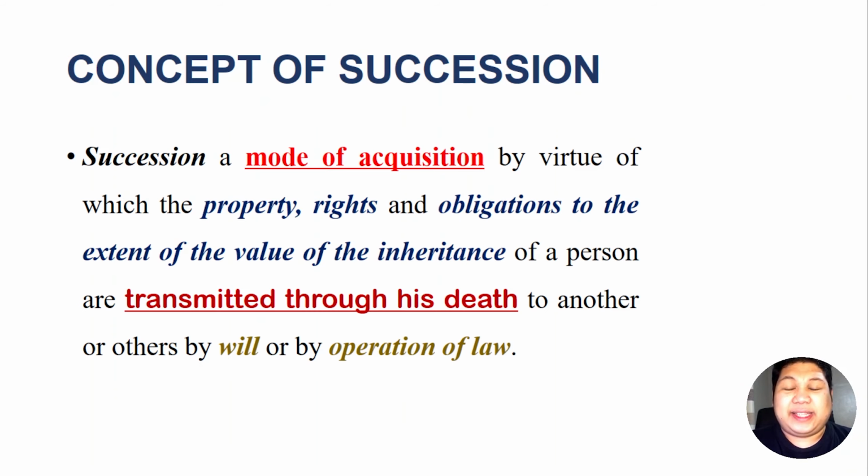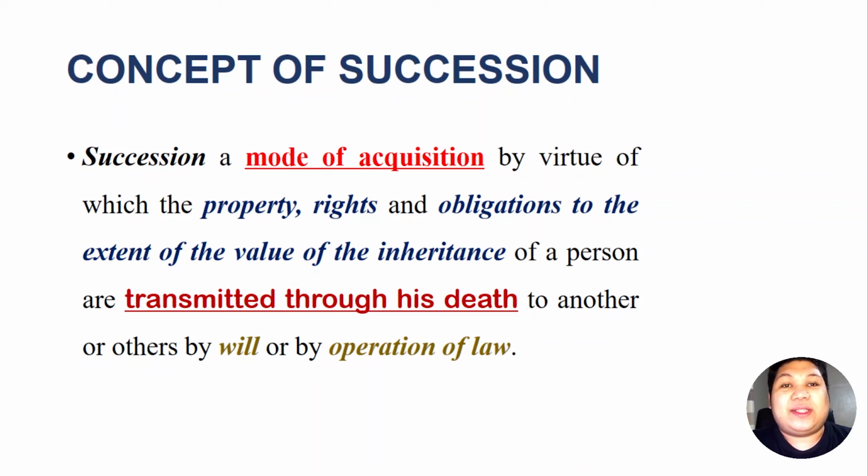Succession is defined as a mode of acquisition by virtue of which the property, rights, and obligations to the extent of the value of inheritance of a person are transmitted through his death to another or others by will or by operation of the law. So in this definition, there are a lot of highlighted words and phrases, which are actually the salient features of the word succession. So number one, succession is a mode of acquisition.